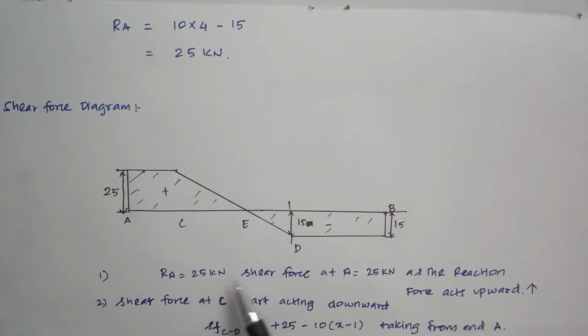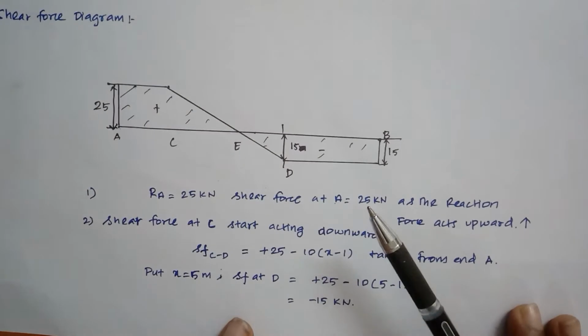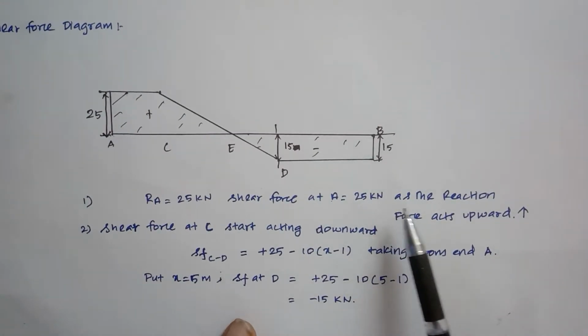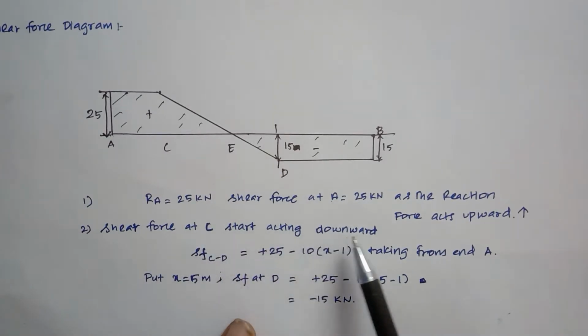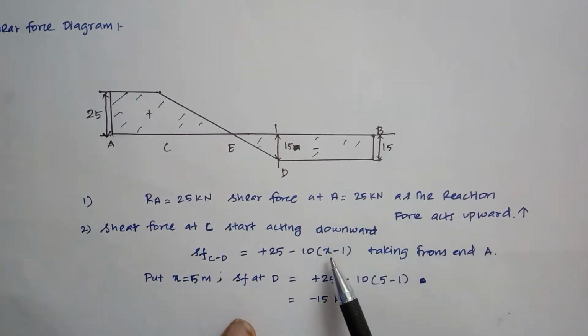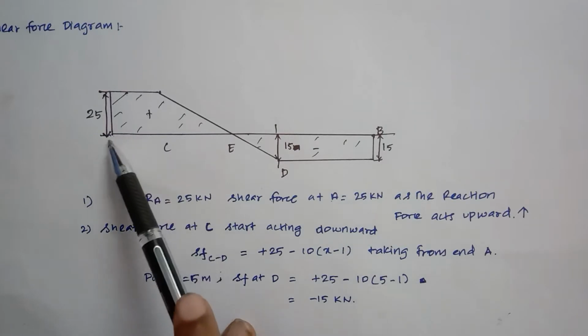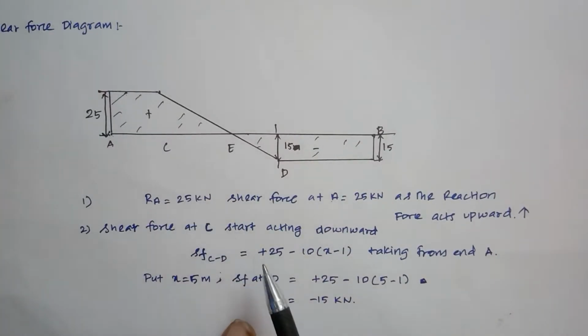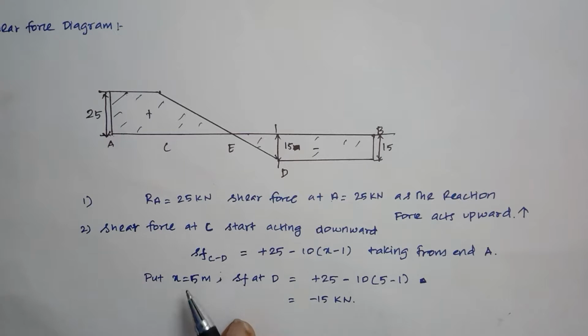Ra is equal to 25. The shear force at A is equal to 25 kilonewton, as the reaction force acts upward. The shear force at C starts acting downward. So we have to write the equation: shear force for CD equal to plus 25 minus 10 into (x minus 1), taking from the end A. So we are putting minus 1, as C is 1 meter from A. Then put x equal to 5 meter.